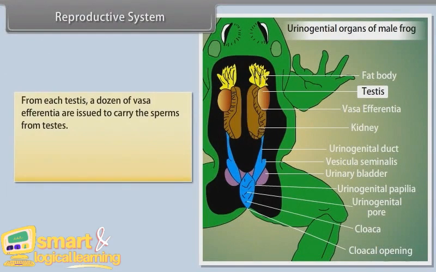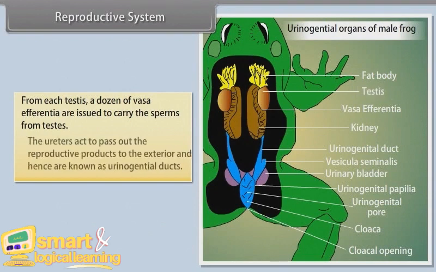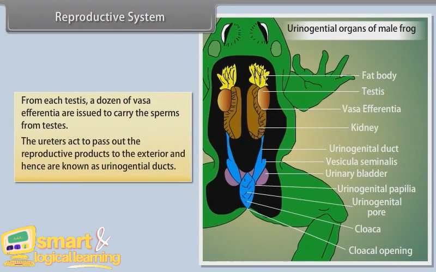From each testis, a dozen of vasa efferentia are issued to carry the sperm from testes. The ureters act to pass out the reproductive products to the exterior and hence are known as urinogenital duct.